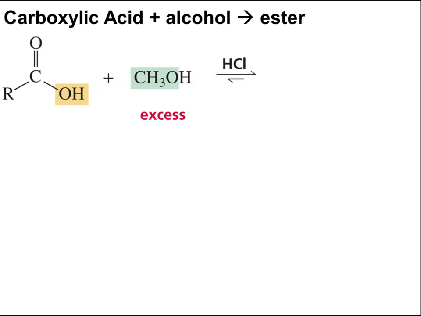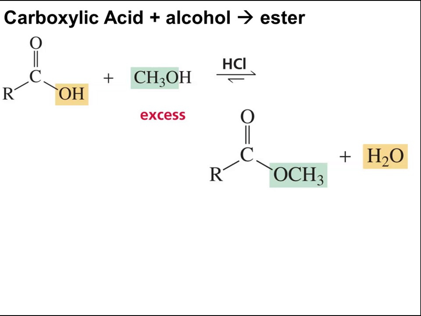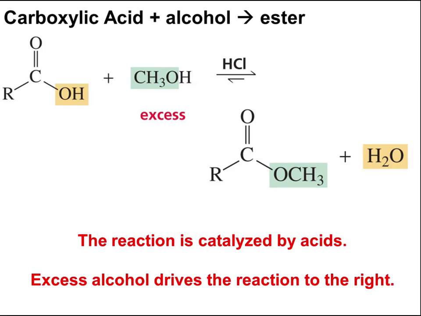Reactions with carboxylic acids can happen under acidic conditions, and if we add an alcohol to them, we can turn them into an ester. You would exchange your OH for your methoxy group here. This is going to be catalyzed by acid, meaning having that acid on there, and excess alcohol will actually drive this to the right.